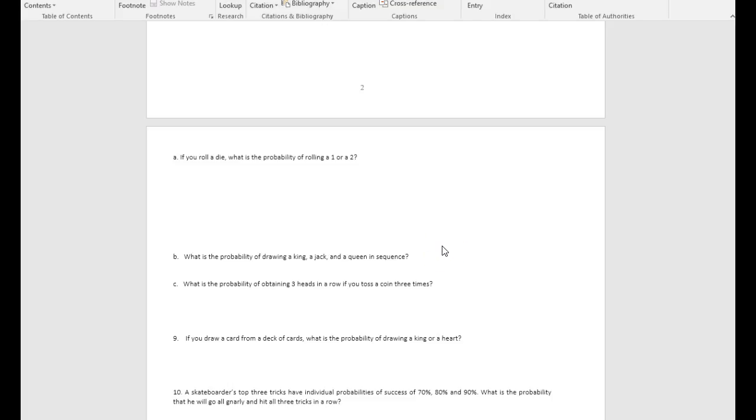If you roll a die, what is the probability of rolling a 1 or a 2? So we're talking about actually rolling a die, just one roll. The "or" is the key word here. So now we're getting into some of our elementary probability rules. So for "or," we automatically know that this is called the union. So the union formula.